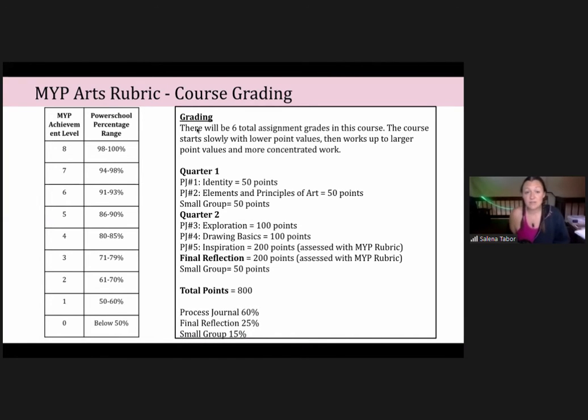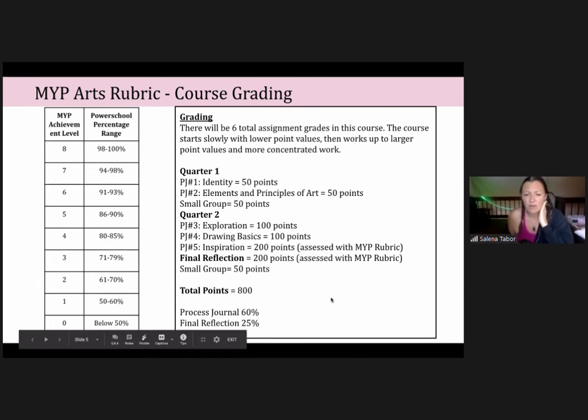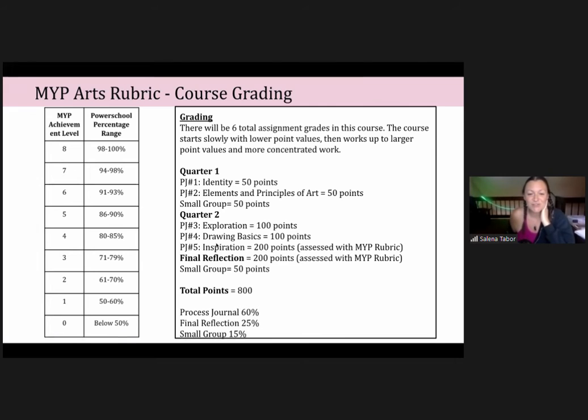So we will be using the MYP Arts rubric to grade the 2 biggest projects, which will be process journal number 5 and the final reflection. As you can see, they're 200 points. There will be 6 total assignments as well as small groups. And this is how it kind of breaks down at the bottom. It's not going away. It's covering up the last part of it. I wish that it would stop covering it up. There we go. Process journal is 60%. The final reflection is 25%, and small group participation is 15%.